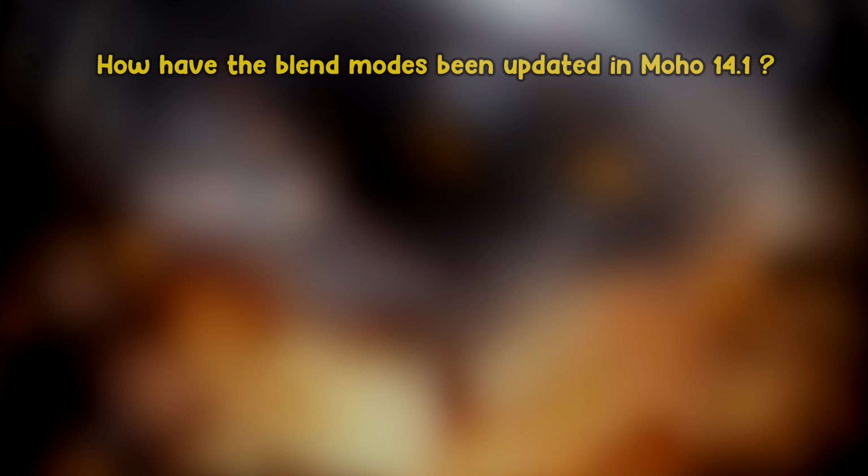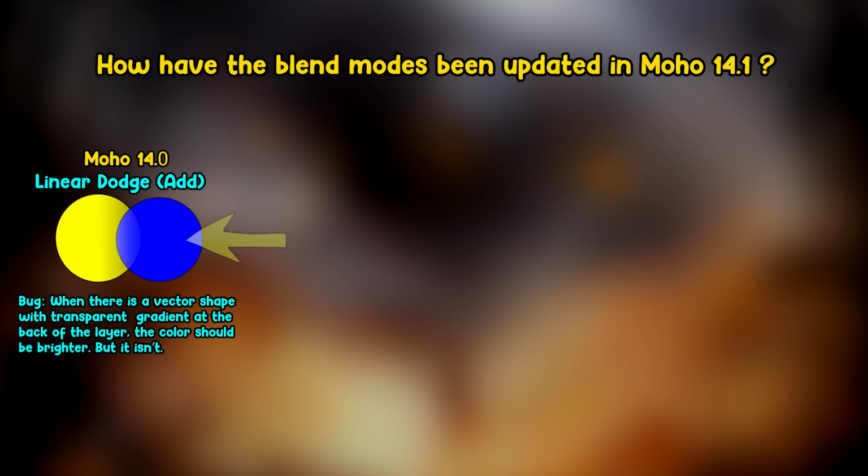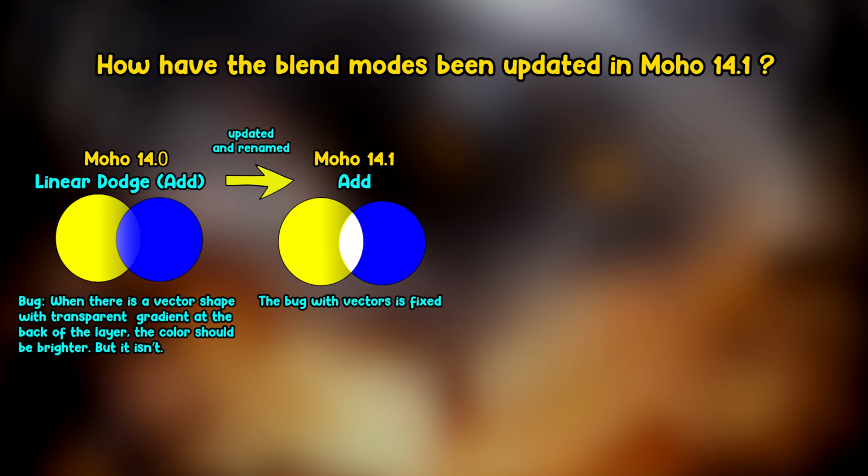And before I talk about the next improvement, let me tell you a summary about how the developers of Moho updated the blend modes in Moho 14.1. Actually, in Moho 14.0 and the versions before it, we had a blend mode called Linear Dodge Add. They realized that there was a bug as I showed you the image with rendering a layer with Linear Dodge Add blend mode when there is a vector shape with transparent gradient at the back of it. They decided to improve the blend mode to prevent the bug. So they updated the Linear Dodge Add blend mode in Moho 14.1 and called it Add blend mode, and this new blend mode fixed the bug that I mentioned.